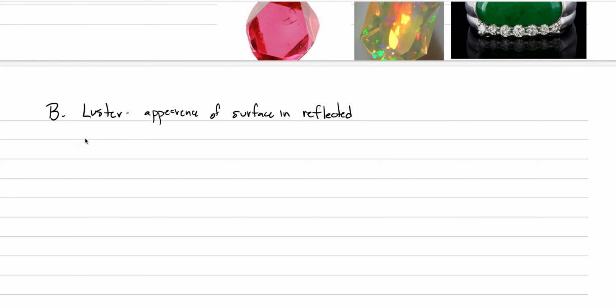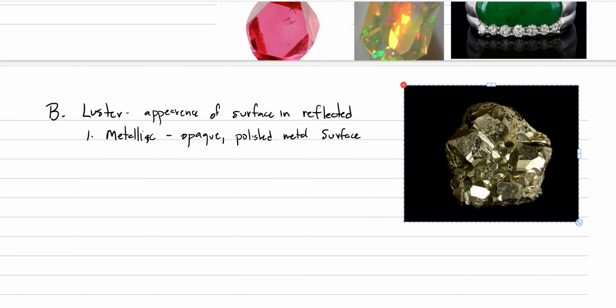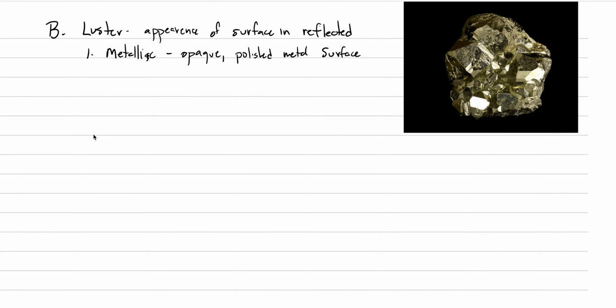There are 2 main types of lusters. One is called metallic, and it looks like a metal. Metallic, there's only one I in there. Let's say that these are opaque minerals, and they have a polished metal surface. They can occur in a variety of different colors, from gold to silver, etc. Here's an example of pyrite, where you can see that golden metallic luster.